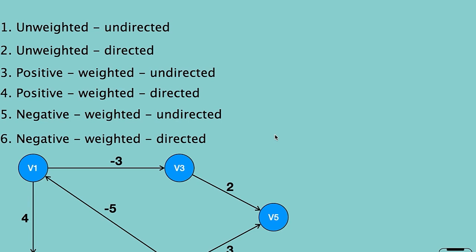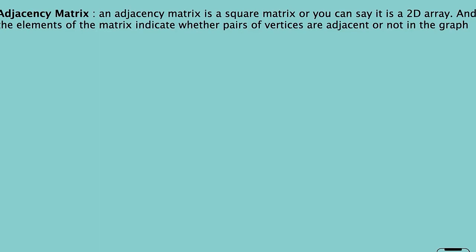Alright, in the previous video, we learned 6 different types of graph data structure. Now in this video, we will learn how we can represent a graph data structure in our code. The first way to represent a graph is using an adjacency matrix. Basically, an adjacency matrix is a square matrix, or you can say a two-dimensional array, and the elements of the matrix indicate whether the pairs of vertices are adjacent or not in the graph.